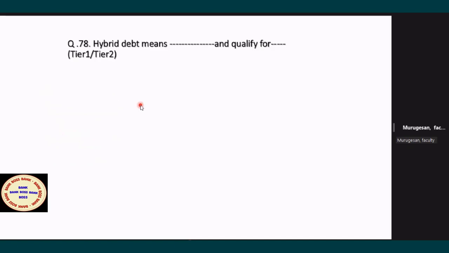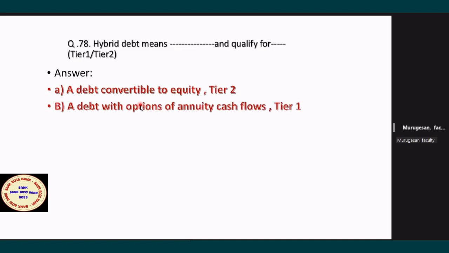Now, hybrid debt means what? Sometimes they will use the word hybrid. Hybrid means half fixed, half floating? No, not floating. Neither a debt nor an equity. It's a combination of debt and equity.